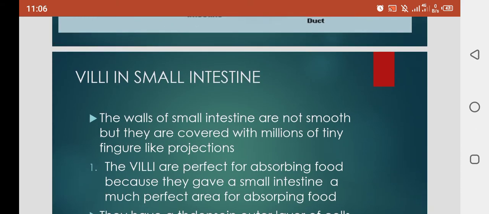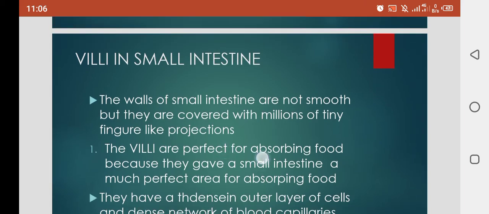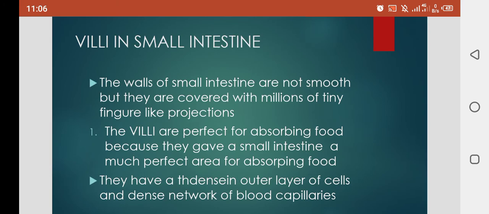Now, villi are present in the walls of the small intestine. The walls of the small intestine are not smooth. Clear? They are covered with millions of tiny finger-like projections. These tiny finger-like projections, the villi, are perfect for absorbing the food. They give the small intestine a much larger area for absorbing the food.